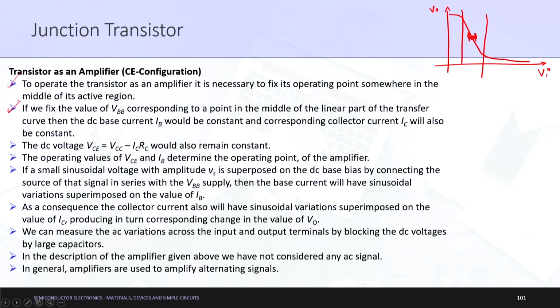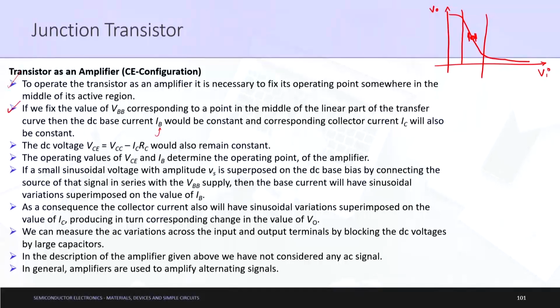If we fix the value of VBB corresponding to a point in the middle of the linear part of the transfer curve, then the DC base current IB would be constant. Please remember why it is written as DC base current IB: because the complete value of IB being obtained is only due to the input voltage. There is no addition or subtraction being done through the AC signal till now.